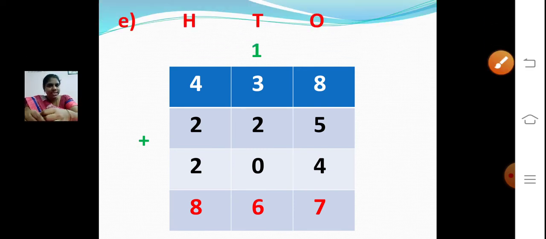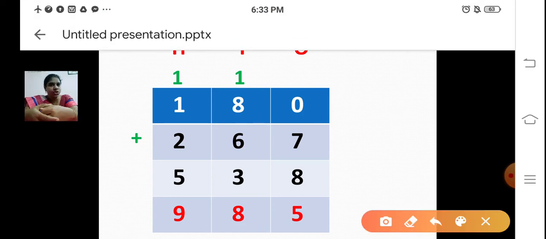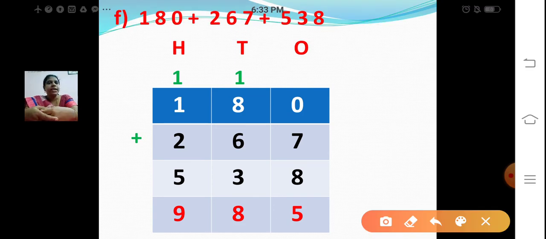Now let's move on to the next sum. Yes. The sum is 180, 267. We are going to add the three numbers 180 plus 267 plus 538. So you are going to write the numbers in the exact places, right? First take the first number 180. Write that in exact places. So 0 in the ones place, 8 in the tens place and 1 in the hundreds place.